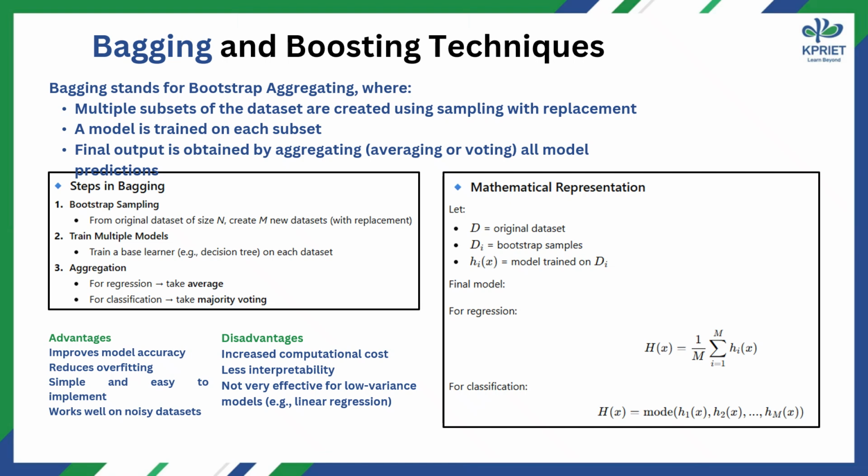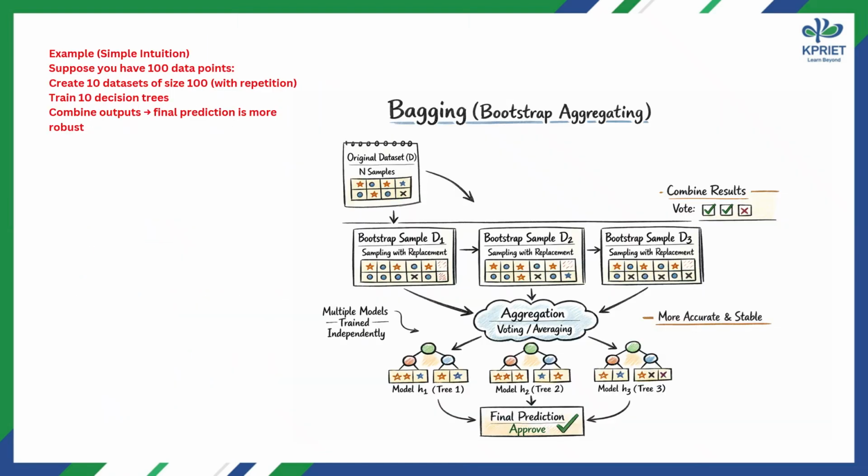Bootstrap sampling, training multiple models, and aggregation are the steps in bagging. It improves model accuracy, reduces overfitting, is simple and easy to implement, and works well with noisy data. The disadvantages are increased computational cost, less interpretability, and not being very effective for low variance models. And this is the mathematical representation of it, and this is a real-time example of it.